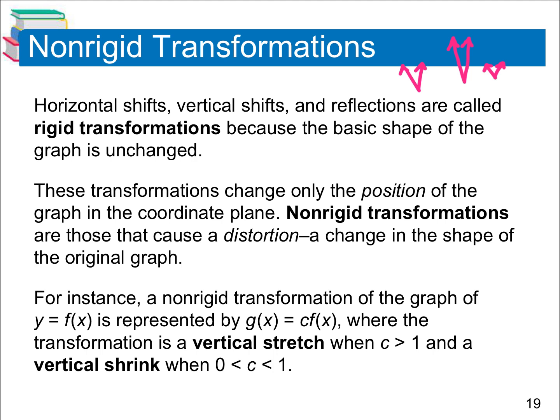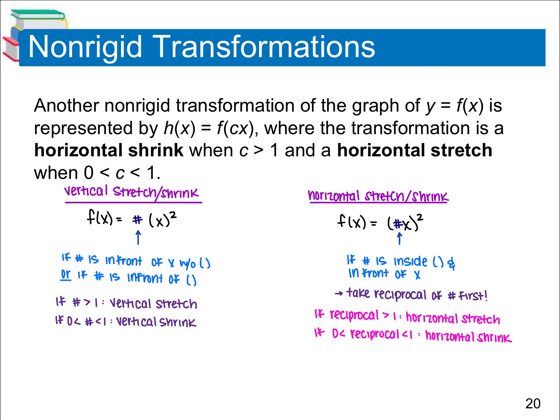Your vertical stretches and compressions have to do with the number that's in front of x. So if you look here with your left side with your vertical stretch and your vertical shrink, the number that's in front of the x is going to tell you whether it's a stretch or a shrink. If it's a stretch, it's going to be a number greater than 1. If it's a shrink, vertically, it's going to be a number between 0 and 1. So most likely a fraction that's less than 1. So those are the numbers that are in front of x, in front of the parentheses, or no parentheses are there.